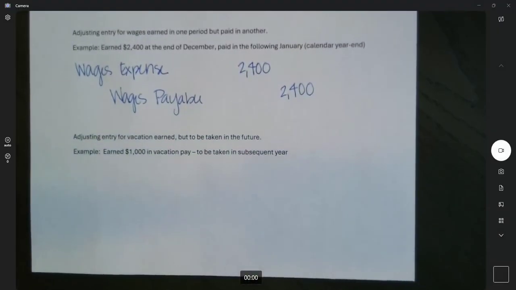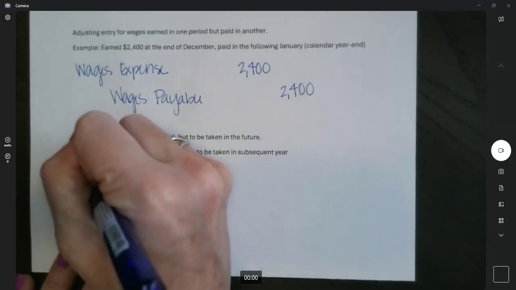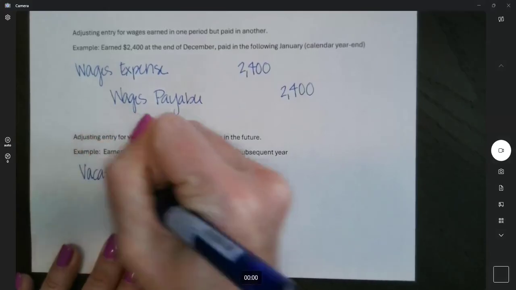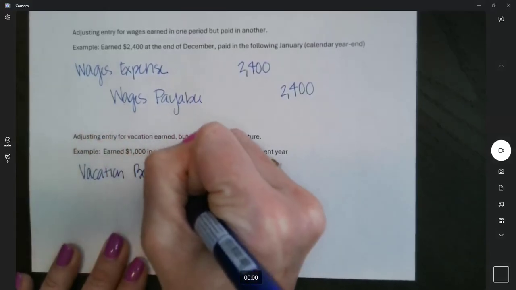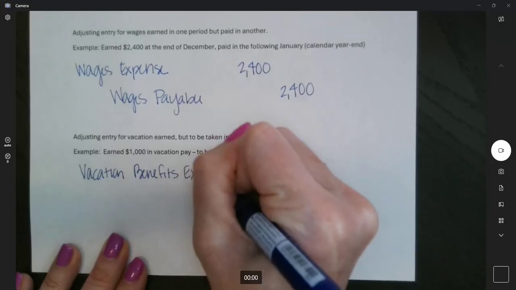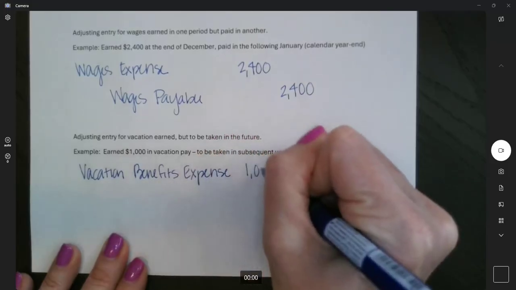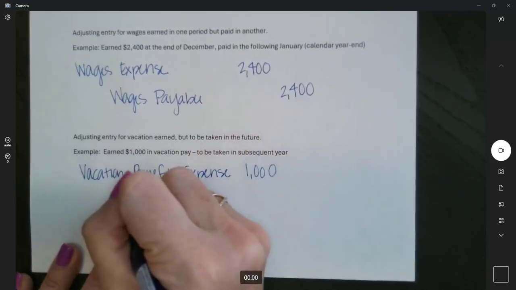The second adjusting entry I'd like to show you is where vacation has been earned, but it will be taken in the future in another period. So an employee earned $1,000 in vacation pay, but it's going to be taken in a subsequent year. In this scenario, we're going to debit vacation benefits expense for $1,000, and we're going to credit vacation benefits payable.